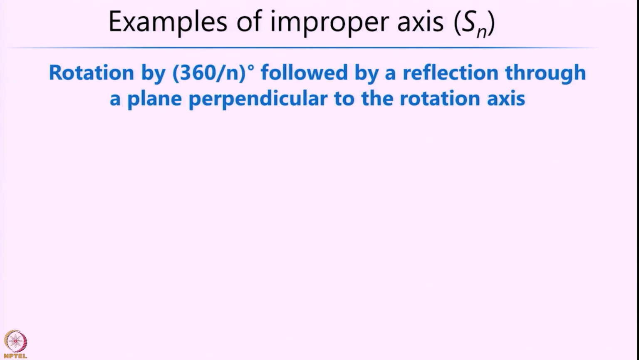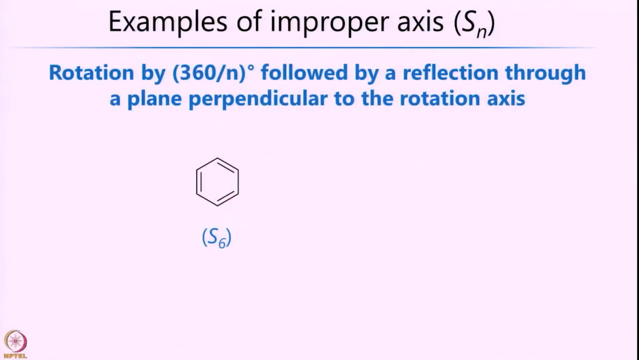And finally, we will come to an important thing which is called the improper axis of symmetry, which is nothing but rotation by 360 degrees by n, which is the proper axis of symmetry which we saw previously, followed by a reflection or a sigma plane which is perpendicular to the rotation axis. Let us say if this is my rotation axis in a molecule, the sigma plane should be perpendicular to it. That would define an improper axis, which is denoted by Sn.